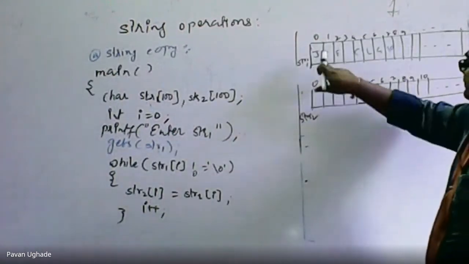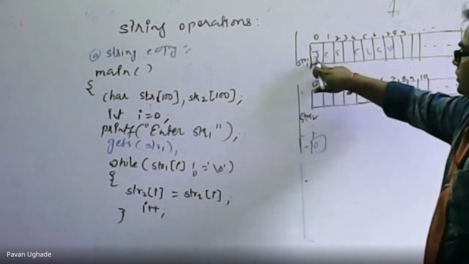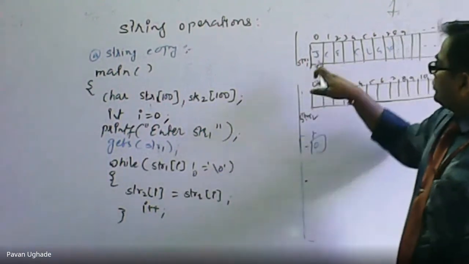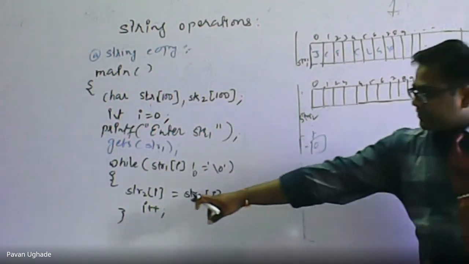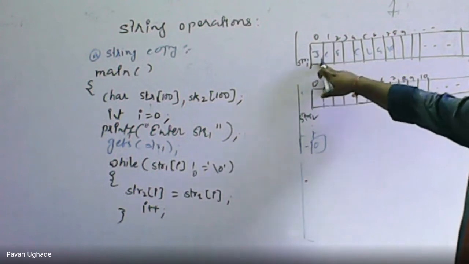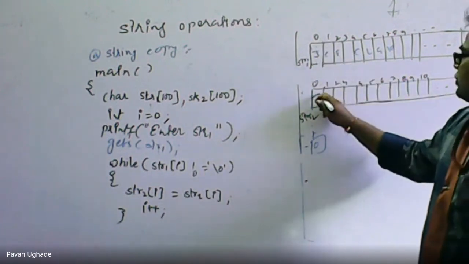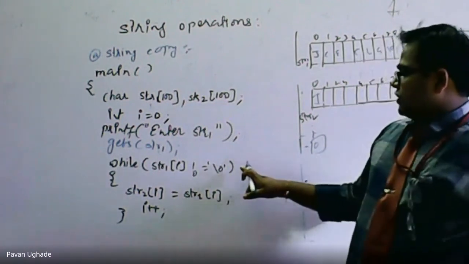i equals to 0, right? I'll put about i value also, which is 0. Okay. Is it equals to backslash of 0? No. Then what we are going to do? It is saying str2 of i. So str2 of what is the value of i? 0. Equals to what is the value of i? 0. So it should be copied over here. i gets incremented, again going and checking back.